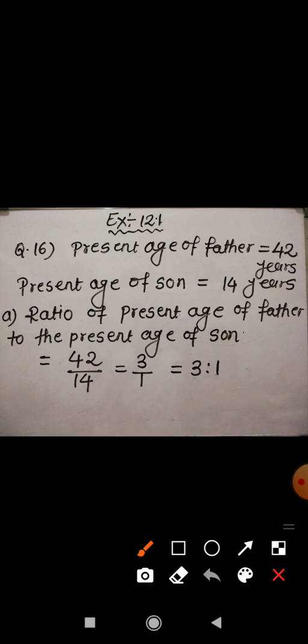In this question we are given that present age of father is 42 years and present age of son is 14 years, right? Then in the first part, we are asked to find out the ratio of present age of father to the present age of son. So the ratio will be 42 by 14. Now 42 and 14 both are divisible by the same number, that is 14. 14 ones are 14 and 14 threes are 42. Hence the required ratio of the present age will be 3:1.